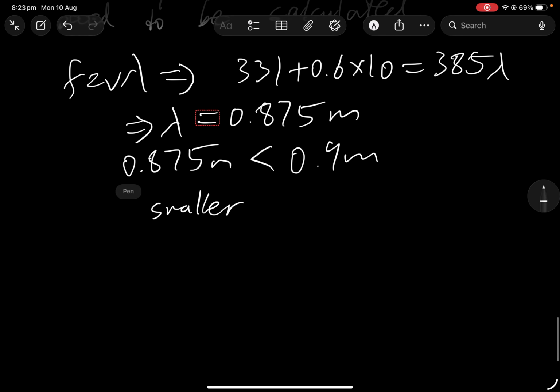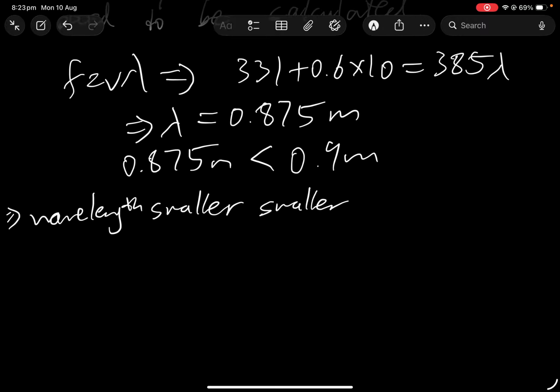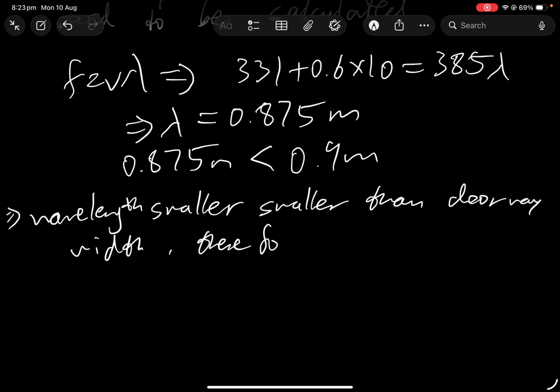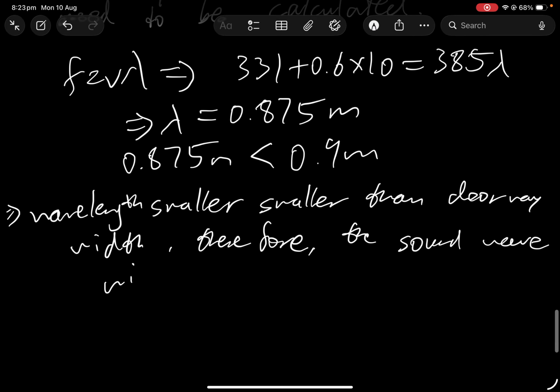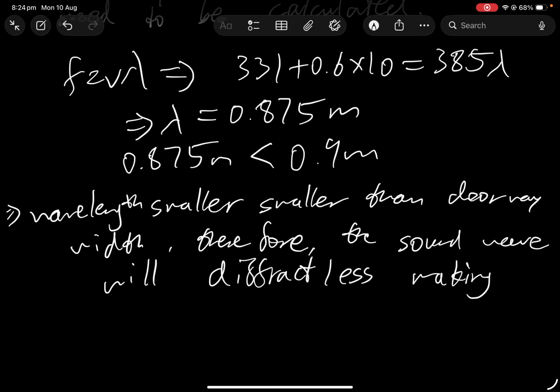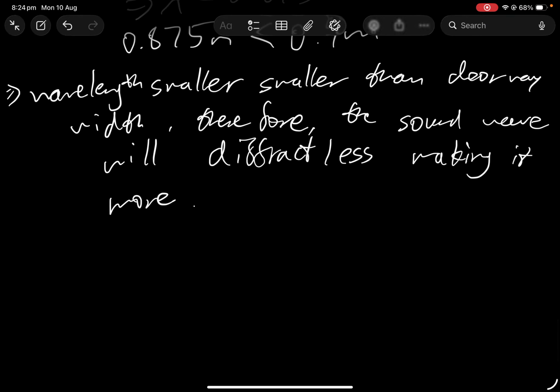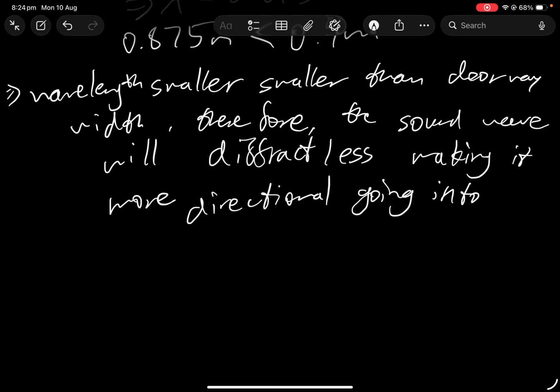Smaller wavelength, smaller than doorway width, therefore the sound wave will diffract less, making it more directional going into the cooler room. I think that's a decent explanation.